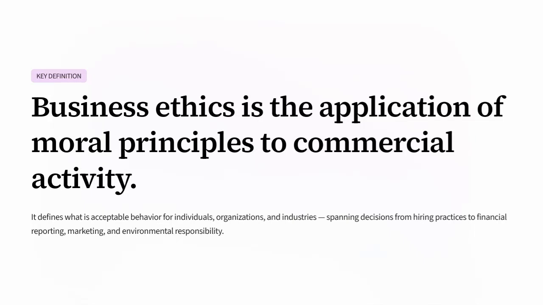Business ethics is the application of moral principles to commercial activity. In practical terms, it helps us determine what behavior is acceptable when people and organizations make business decisions. It applies across the entire commercial landscape, not just in moments of crisis. That includes how a company hires and treats employees, how honestly it reports financial information, how responsibly it markets products, and how it manages its environmental impact. Together, these expectations shape trust, accountability, and the way business affects both its stakeholders and the broader community.